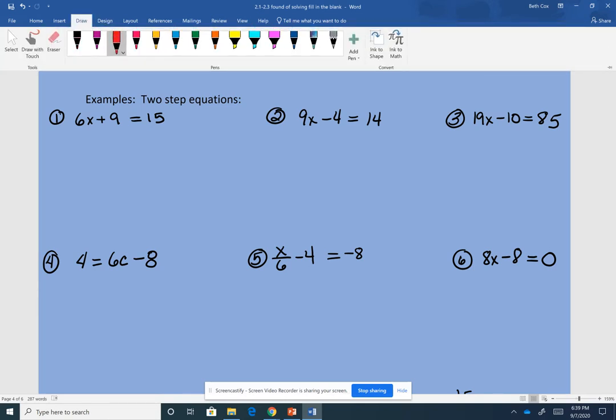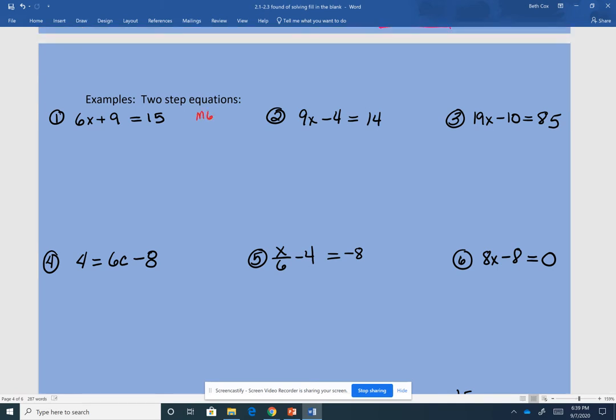So if we look at the first one, the variable was multiplied by 6 and then we added 9. So I'm going to reverse that. I'm going to subtract the 9 and then divide by the 6. So here we go. I'm going to subtract the 9, and that's going to give me a 0. So then that leaves me with 6x. And then I want to divide by 6, and that leaves me with x. Okay, the variable is isolated.